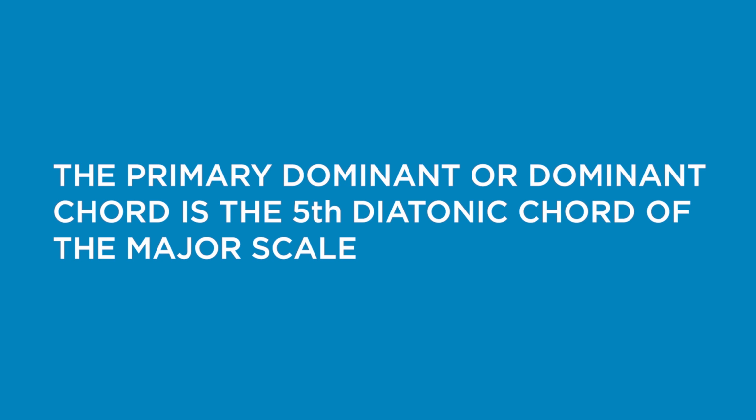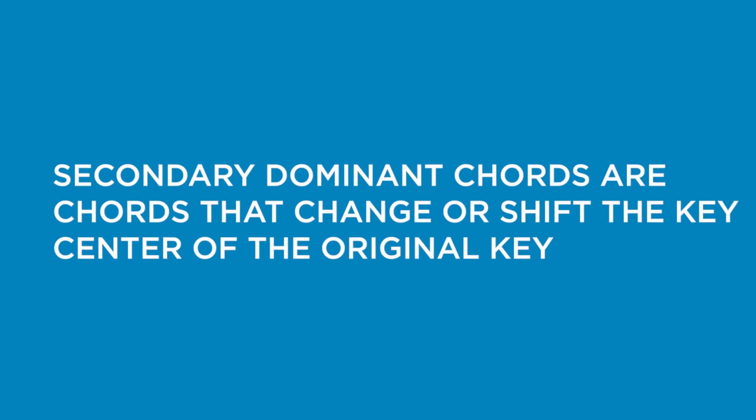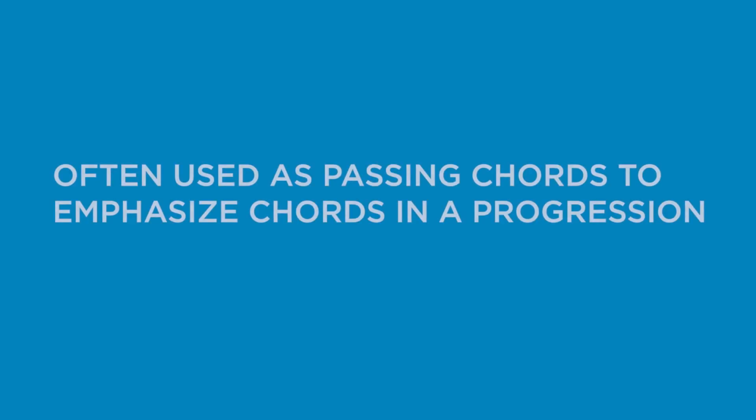So what you learn is that the primary dominant, or dominant chord, is the chord from the 5th interval of the major scale. Secondary dominant chords are dominant chords that change the key center other than the tonic or the original key. Secondary dominants can be used to create color and tension in your chord progressions.